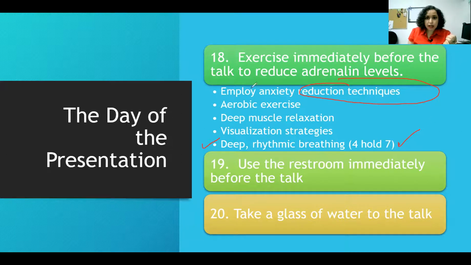You could do some aerobic exercise. This could be dangerous if you do too much, but you can do some movements with your body, with your hands, movements that will help your mind work and start releasing the other hormones that will keep the adrenaline levels down. And some muscle relaxation can also help. Visualization strategies. If you practice and practice and practice, you can set your mind that way through your practice. Remember, visualize it, and you're going to feel much better. When you start talking, you're gonna be very calm and confident and positive.